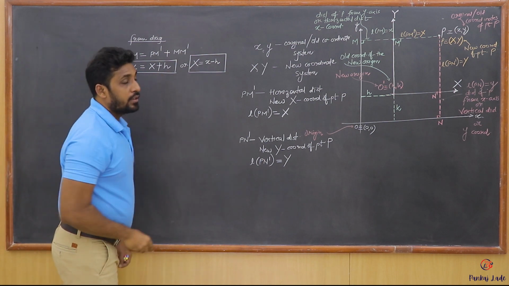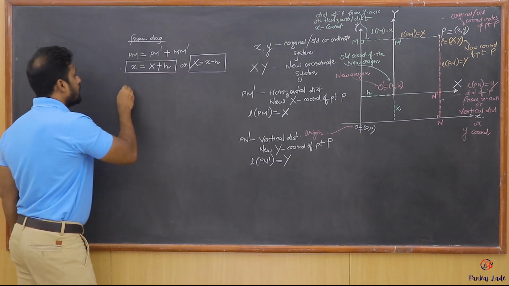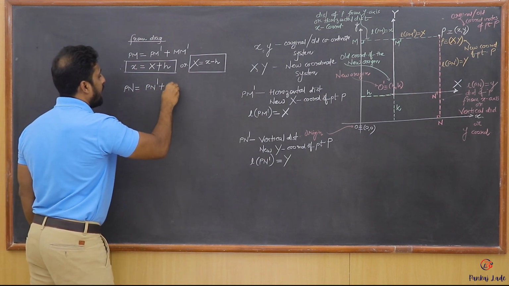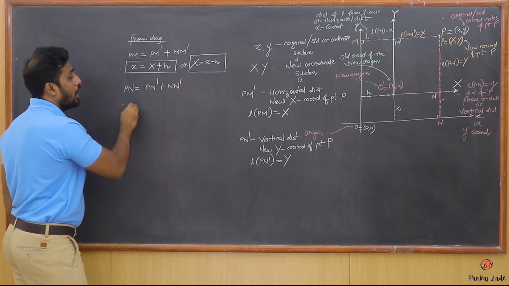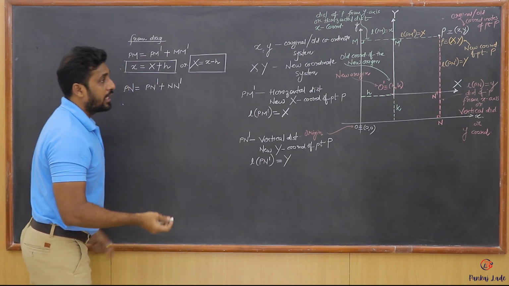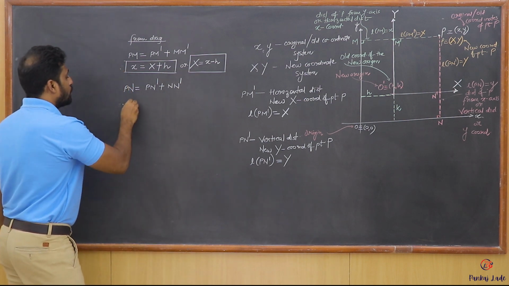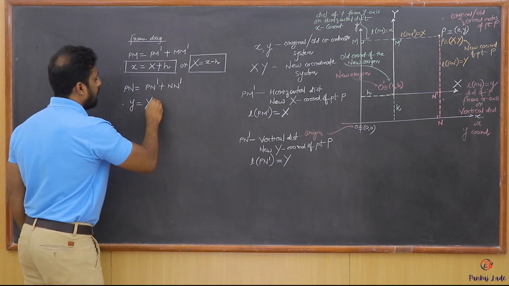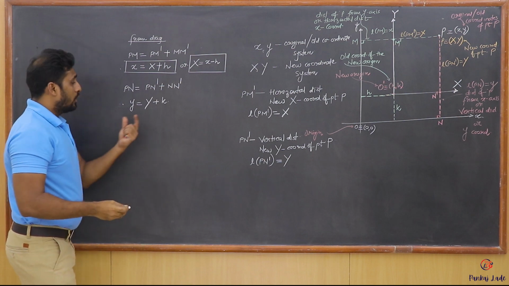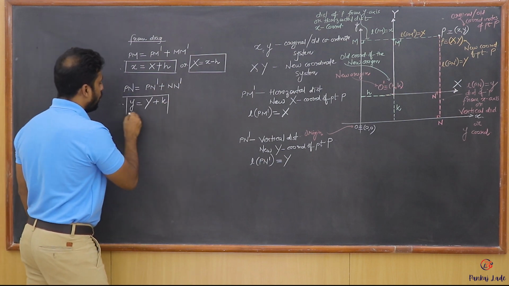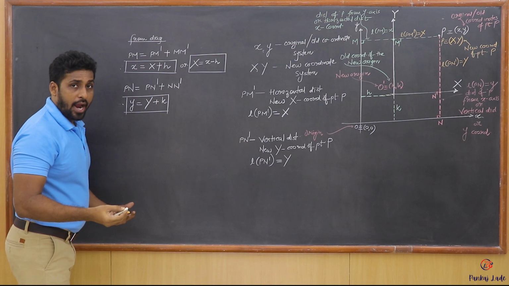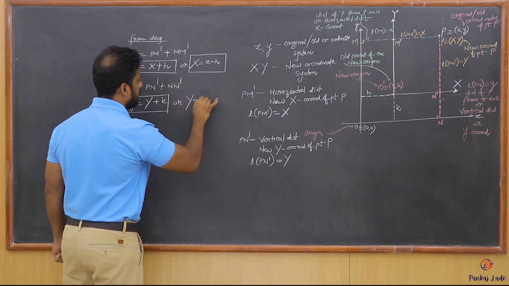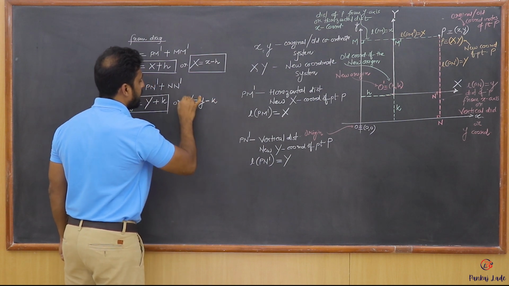Similarly, again from the diagram, can you say that PN, students, PN is going to be PN dash plus NN dash, isn't it? Now what is the length of PN? You can very easily understand that the length of PN is small y. So I write here small y is equal to PN dash, which is capital Y, plus k, isn't it? So this is the relation between the old and the new coordinates, the y coordinates of the point. From here, I can also say capital Y is equal to y minus k.